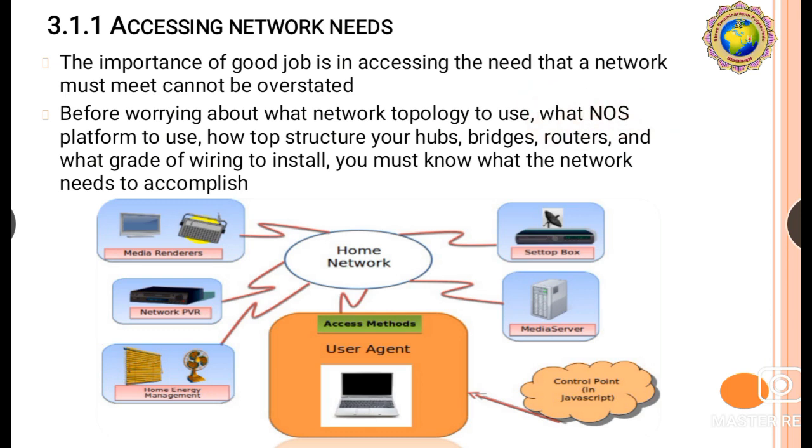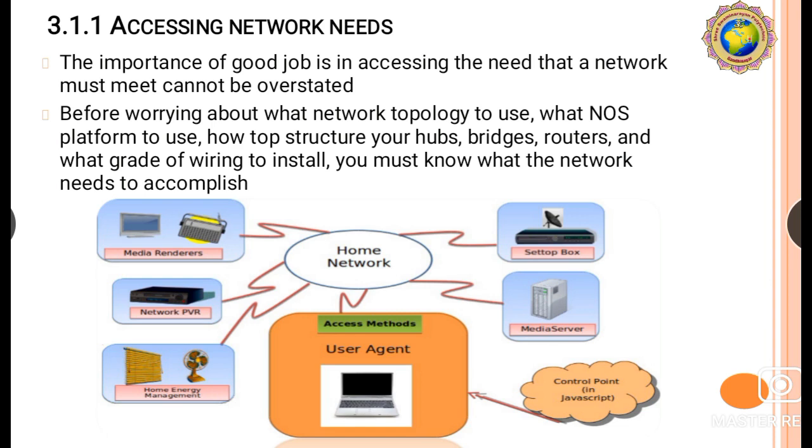Whenever a network is used by any owner, the owner has to follow these steps for network access. Before worrying about what network topology to use, second, what NOS platform to use, meaning network operating system platform, how to structure your hubs, bridges, routers, and what grade of wiring to install, you must know what the network needs to accomplish. So these are all needs for network access.